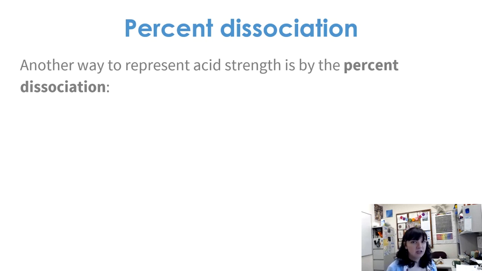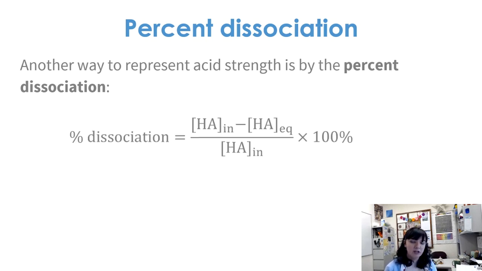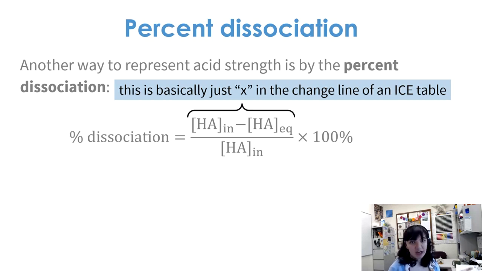So percent dissociation is defined by the following equation. It is essentially the ratio of how much of our acid has dissociated versus how much of the acid we had initially. Now I represent this amount of acid that dissociates as the numerator right here. It's essentially the initial concentration of our acid minus the equilibrium concentration of our acid. And so if we think about our ice table and how it's set up, this numerator is essentially just the change x that we see in the ice table, right? It is that difference between initial and final concentrations for the acid specifically.